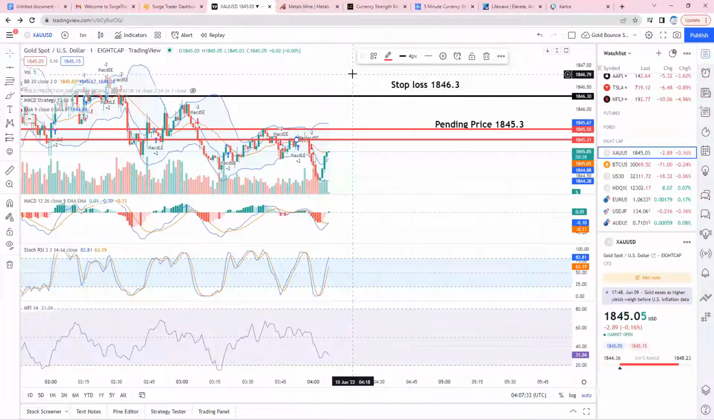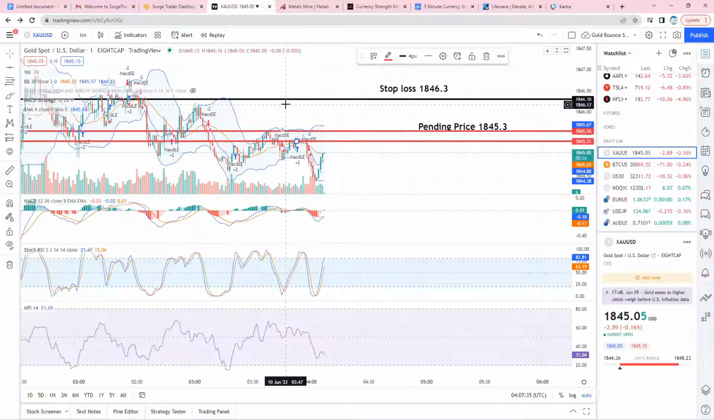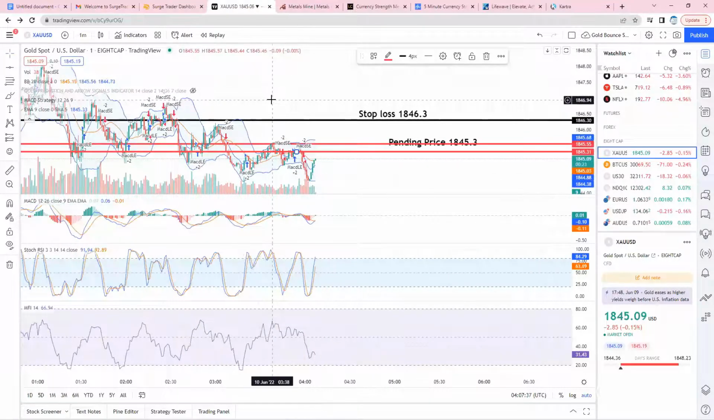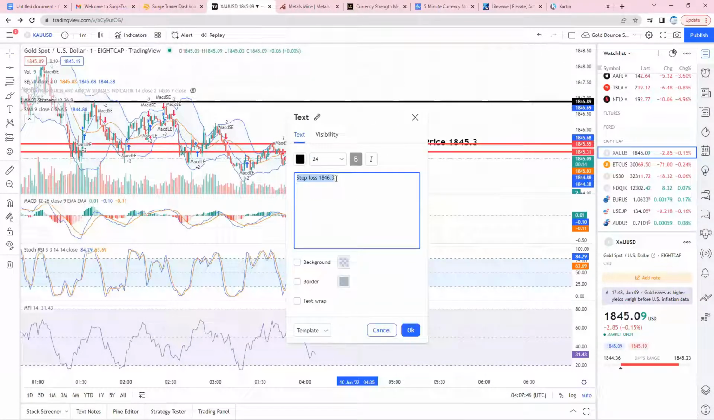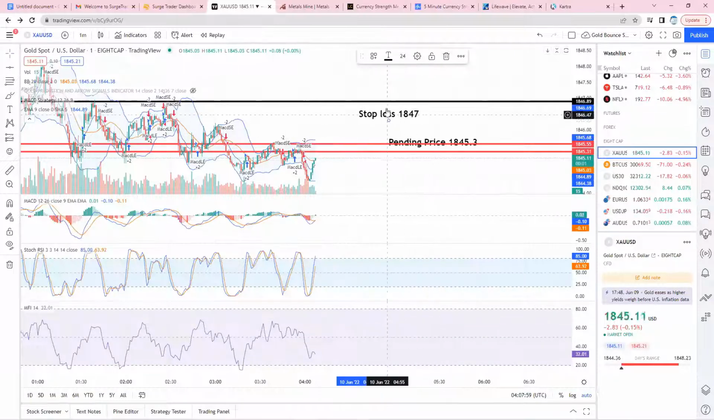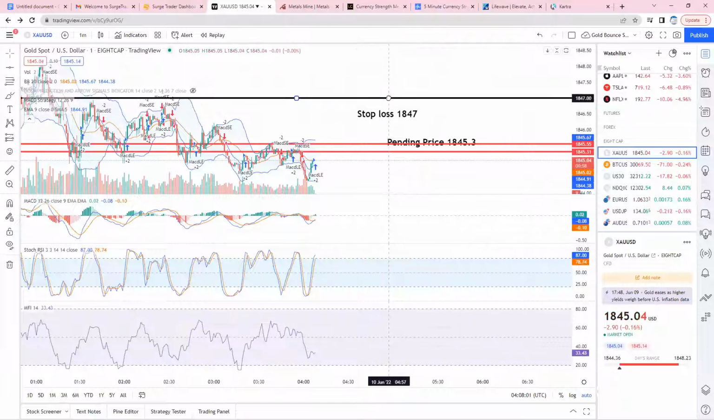Let's see. So I'm right here. This is where my stop loss will be for tonight. Let's change this. So my stop loss is like right here, and that's going to be at, I think I did 47, right? So that's right here. This is where my stop loss is at.